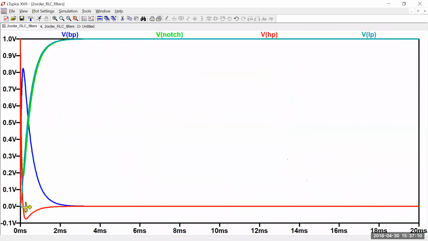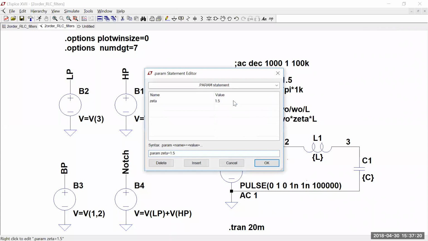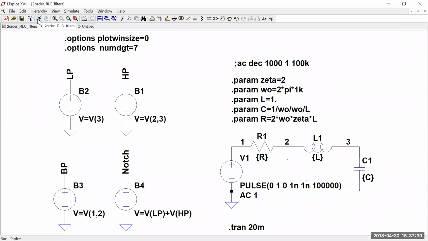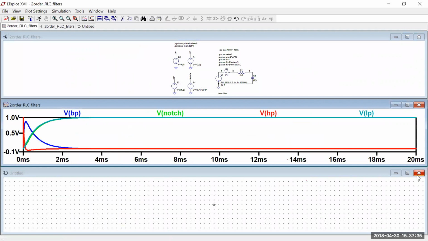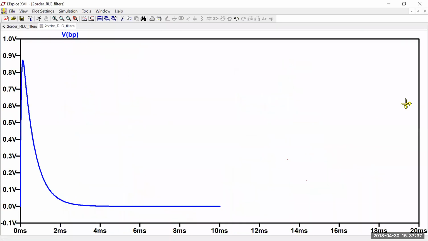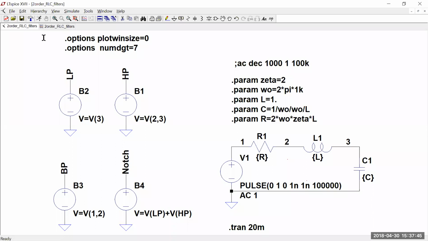See, even here, the high pass does dip once, even though the damping coefficient is certainly overdamped. And even at 2, if I recall. So see, even at 2, the high pass goes below and comes back up.